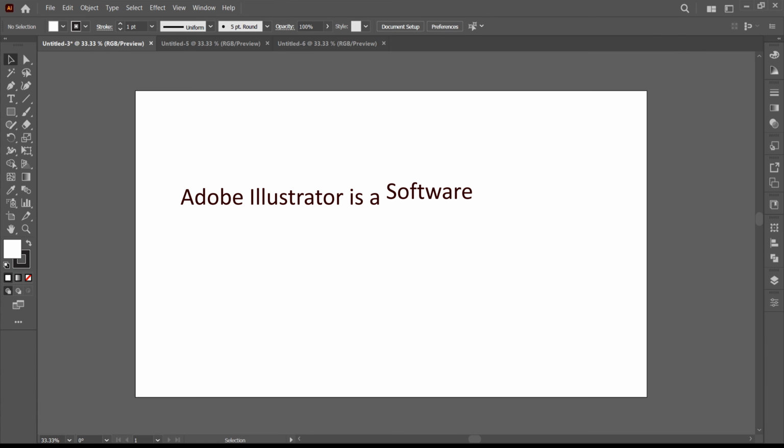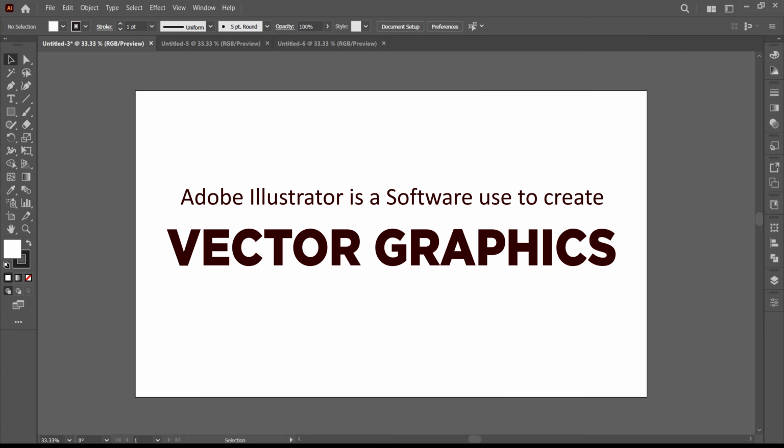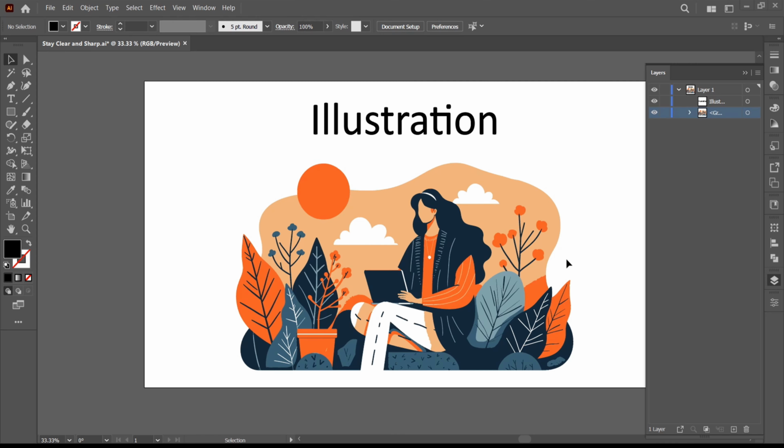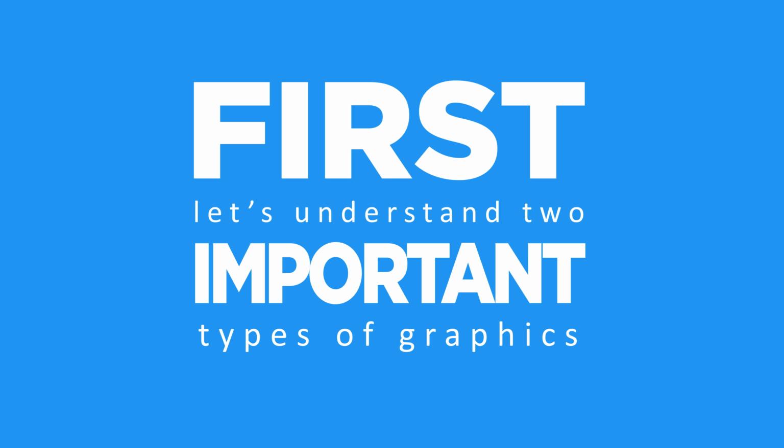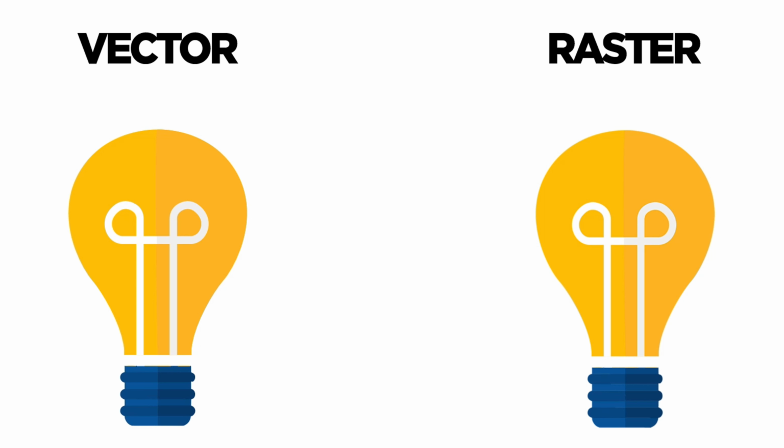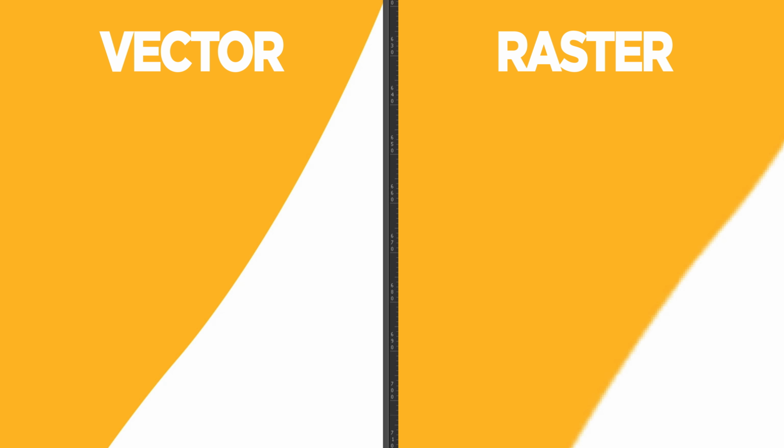Adobe Illustrator is software used to create vector graphics, like logos, icons, and illustrations, that stay clear and sharp at any size. First, let's understand two important types of graphics: vector and raster. Vector is an image that stays clear and doesn't get blurry when you zoom in or make it bigger. In contrast, a raster image gets blurry when you zoom in or enlarge it.